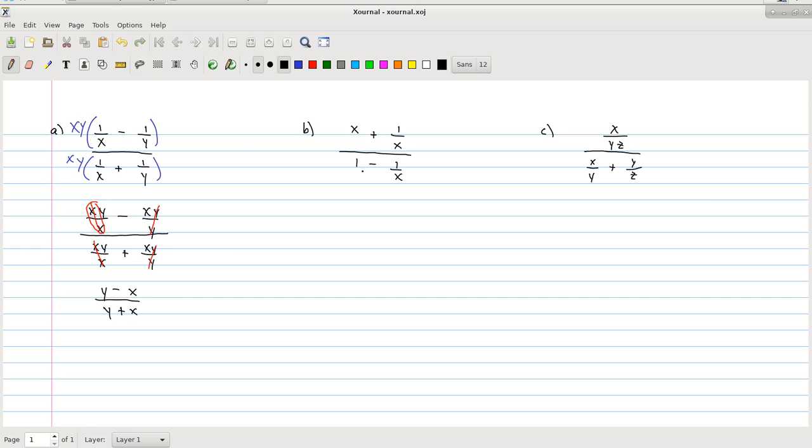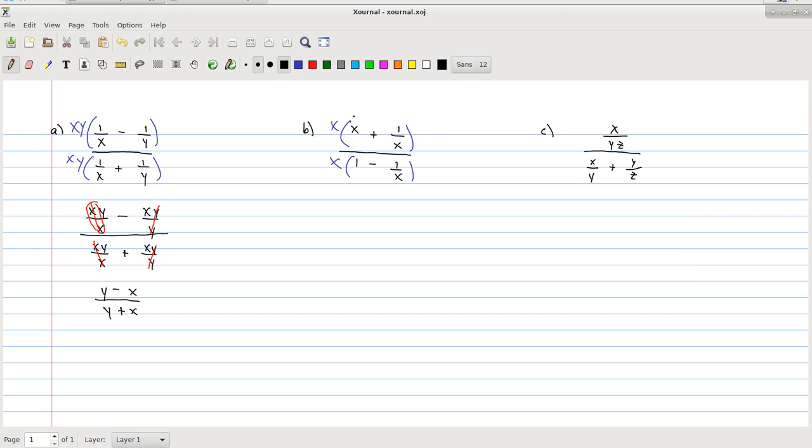Part B. We're going to go through the same procedure. Identify all the mini denominators first. We have no denominator here, or it's a 1 if you want to think of it that way. We have an x in our denominator here, and we have an x here. That means our common denominator is x. So let's multiply everything, both numerator and denominator, by x.